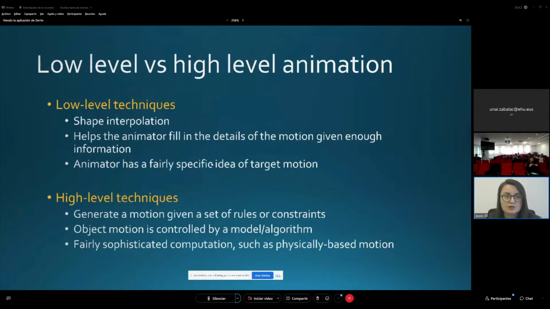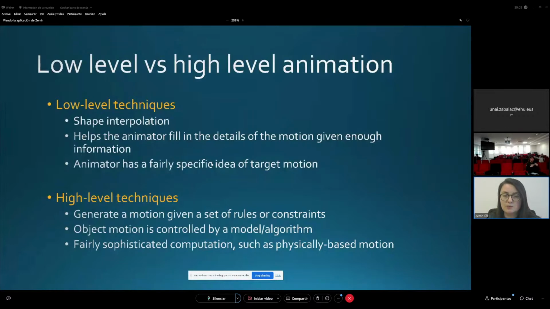If you look at animation from a very broad perspective, you can have very low-level and very high-level animation. Low-level animation techniques are things like shape interpolation, and that basically means an animator fills in the details of the motion given some information and target motions, like keyframing. This is what artists do, but as computer scientists, we focus on high-level techniques.